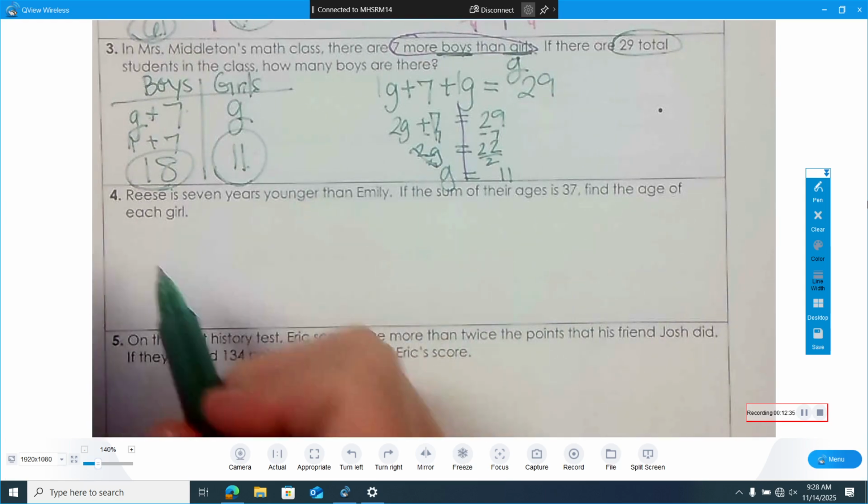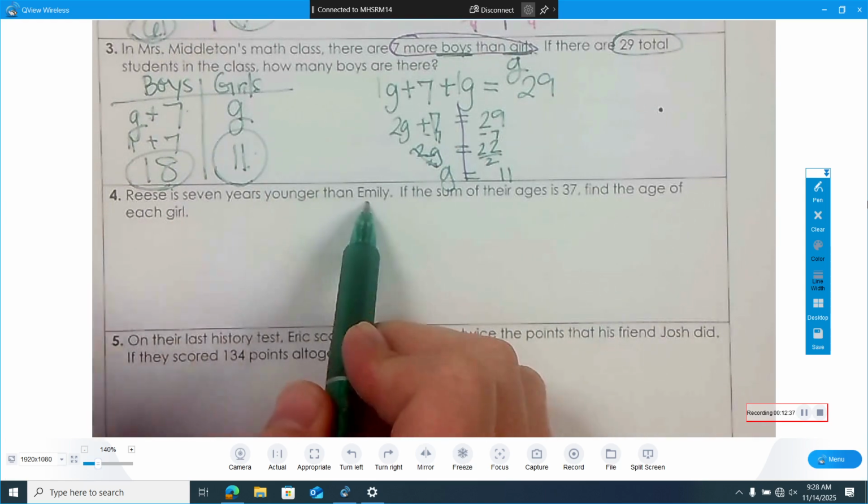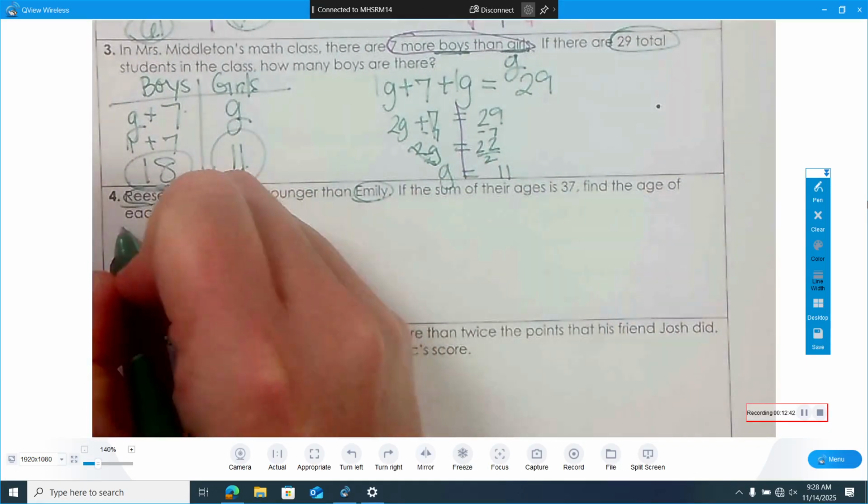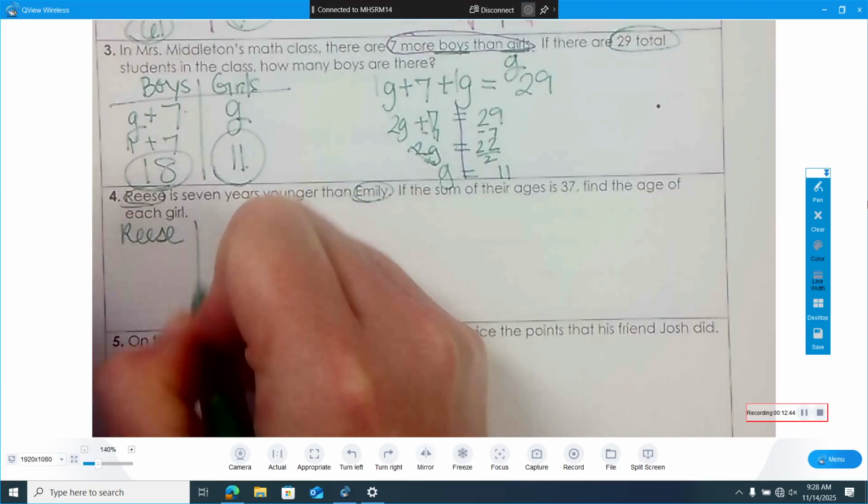Reese is 7 years younger than Emily. Hey, who are the 2 people we're talking about now? Reese and Emily. So let's write that down. Reese and Emily.